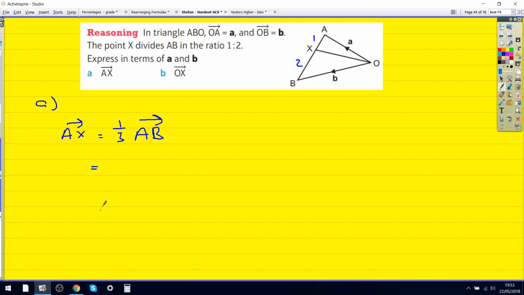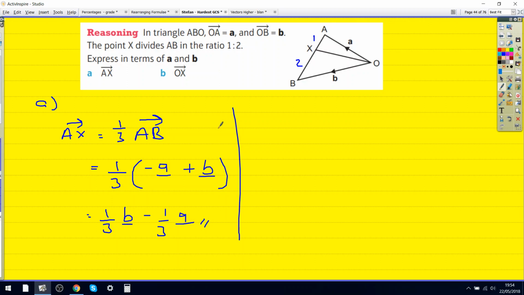Oh, yeah, that makes it a lot easier actually. So A to X is 1/3 of A to B, which is 1/3 of minus A plus B. And we could just have that equal to B over 3 minus A over 3. Okay, I'll leave it as a third B minus a third A.